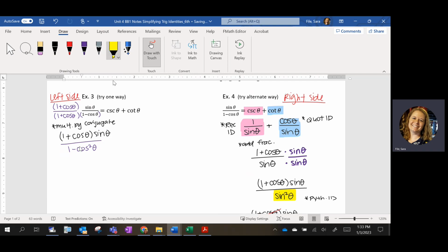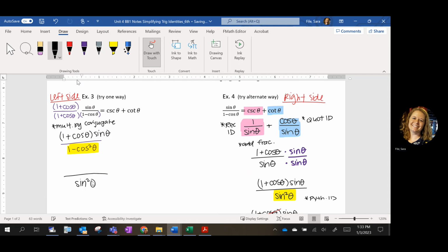Now, that leaves me with a trig identity, the Pythagorean identity in my denominator that I can use. I can replace this with... What is that equivalent to? Sine squared. So I can make that substitution. Nothing's happened to my numerator. Still 1 plus cosine times sine.